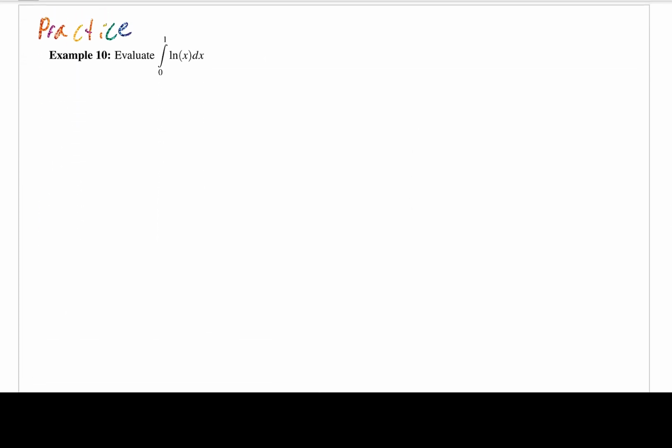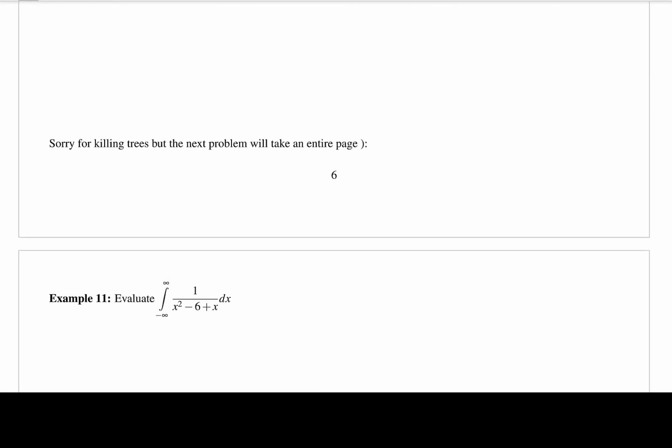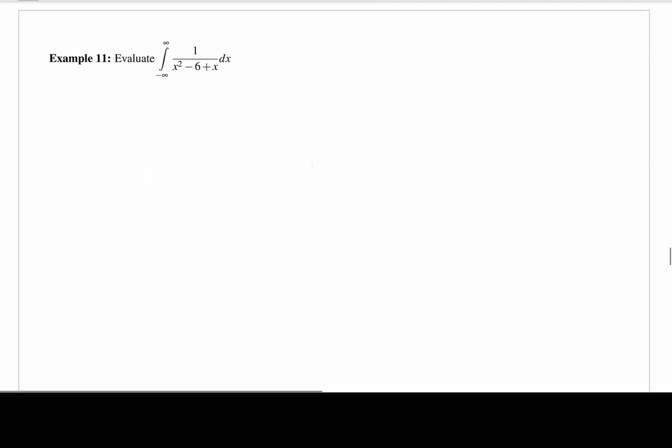I'm going to leave example 10 as a practice problem. This will be a great time to use our improper integrals because we can't take the natural log of 0. And it'll be a good time to use our integration by parts when we integrate ln of x. And just a little note, sorry for killing trees, but I couldn't put example 11 on page 6 because example 11 just takes quite a bit of room, to say the least.